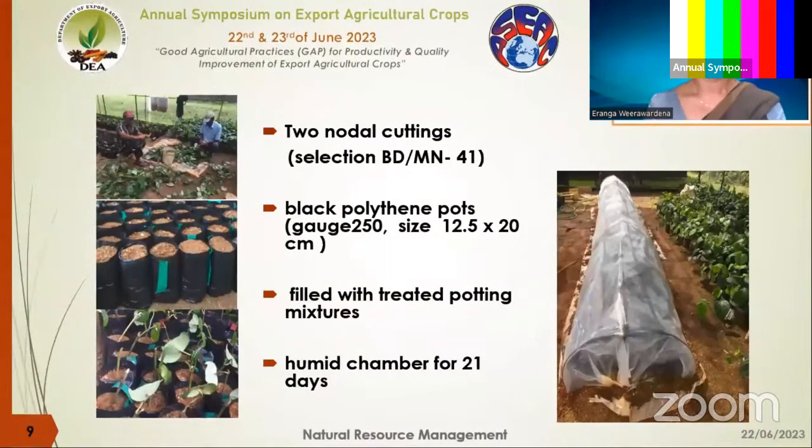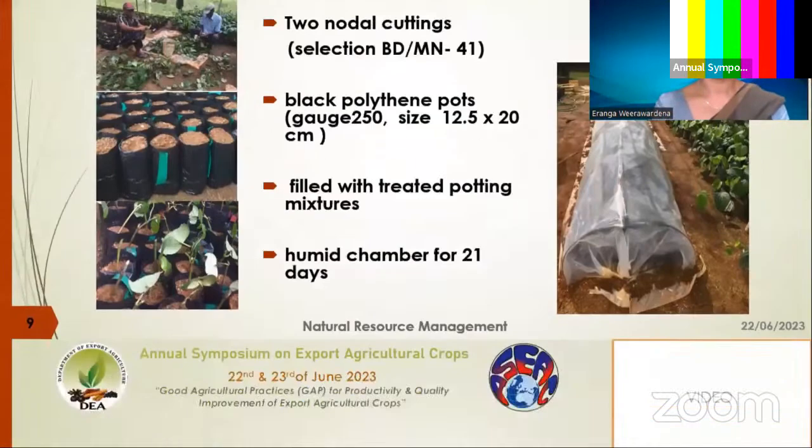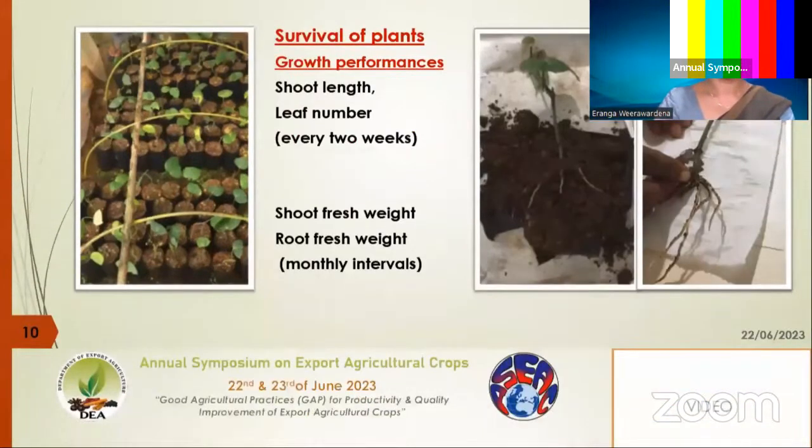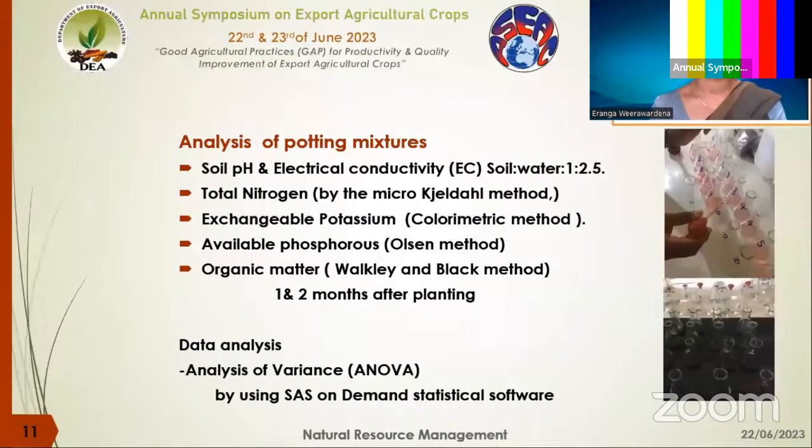Then two nodal cuttings of the selected black pepper selection, BDMN 41, were planted in black polythene pots containing the treated potting mixtures, and they were kept in a humid chamber for 21 days. After 21 days, survival of plants was evaluated, and growth performances such as shoot length and leaf number were evaluated every 2 weeks. In addition to that, shoot fresh weights and root fresh weights were measured at monthly intervals. Potting mixtures were analyzed for soil pH, electrical conductivity, total nitrogen, exchangeable potassium, available phosphorus and organic matter content using standard analytical techniques. Data were analyzed using SAS.